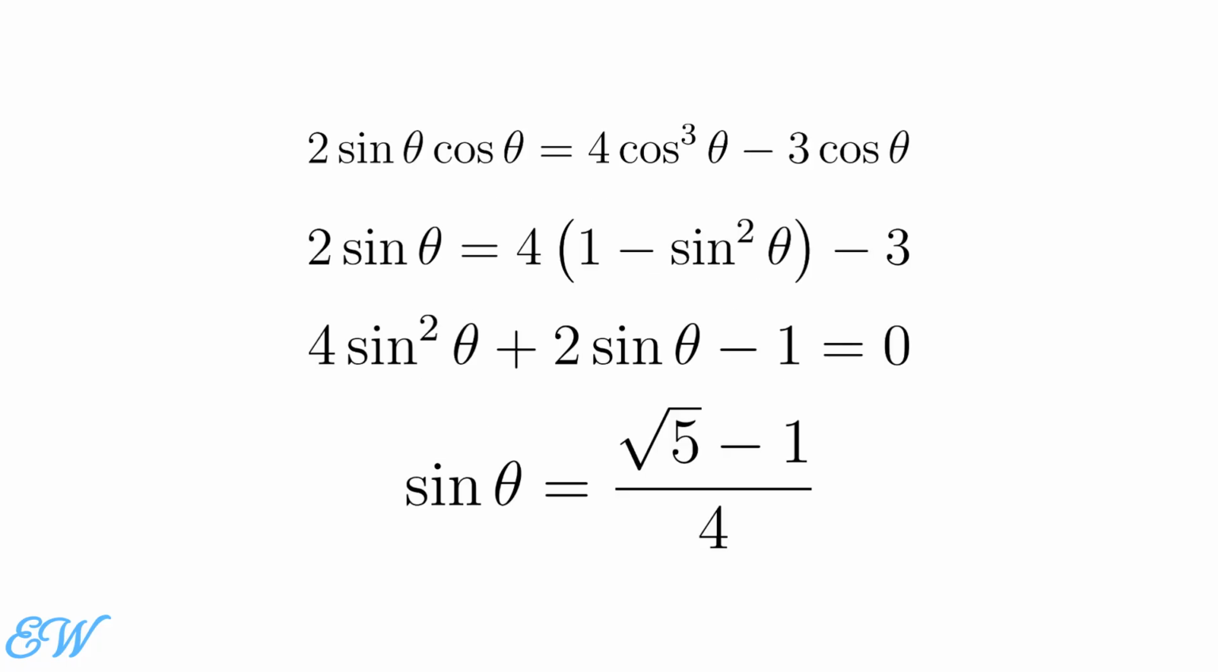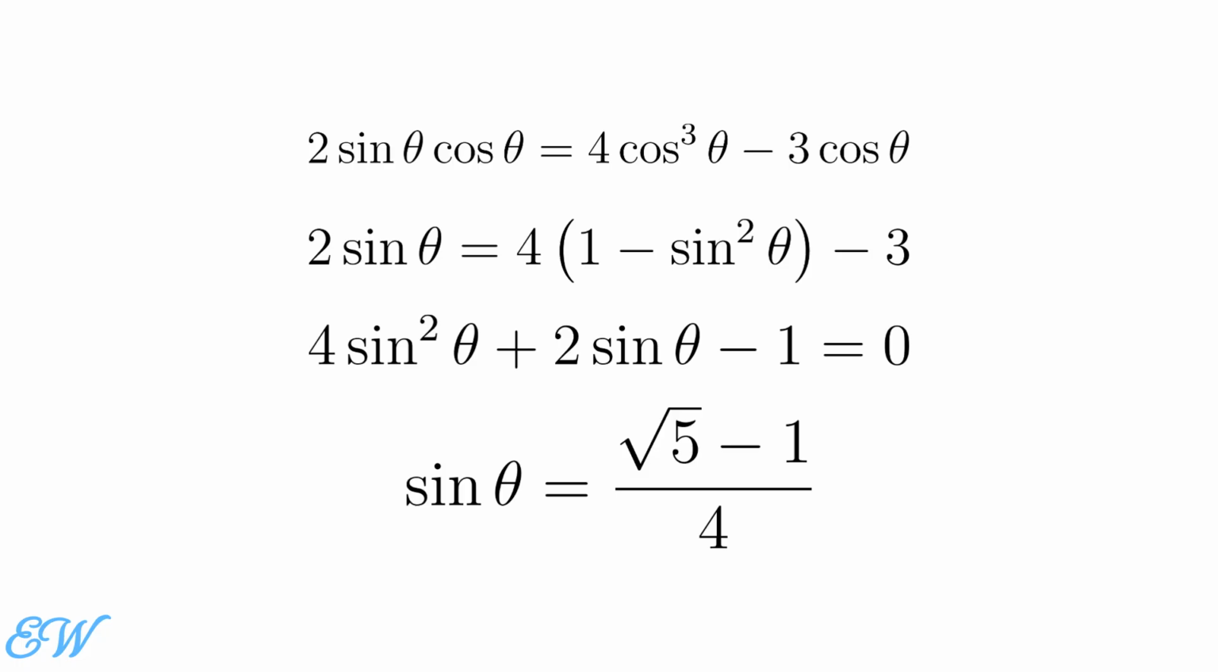Next, we can expand these out using their respective identities. So 2 sine theta cosine theta is equal to 4 times cosine cubed theta minus 3 cosine theta. Then we divide both sides by cosine theta and use that cosine squared theta is equal to 1 minus sine squared theta. Now let's distribute everything and bring it to one side, and we get the same quadratic equation that we did before. And if we solve for the positive root, we get that sine theta is equal to root 5 minus 1 over 4.